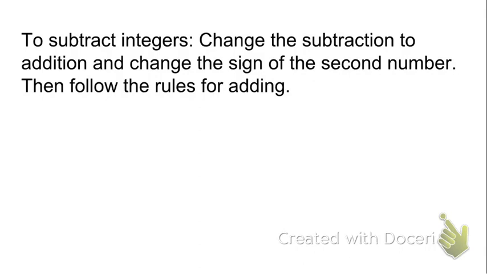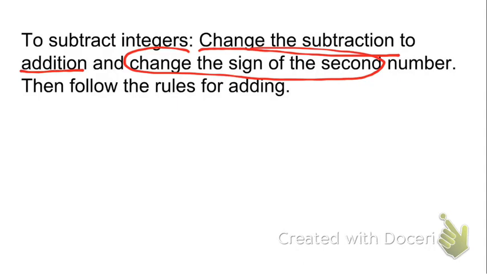So to subtract integers, you're going to change the subtraction sign to a what? Addition sign, and you're going to change the sign of the second number. And then you're going to follow the rules for addition. So, let's try it. Let's have negative 3 minus negative 2. Negative 3 minus negative 2. Okay, write this with me.